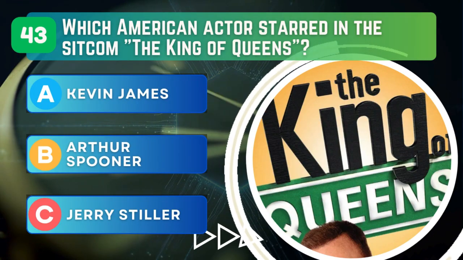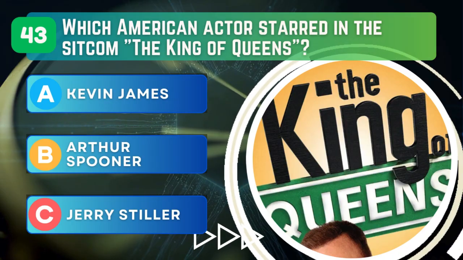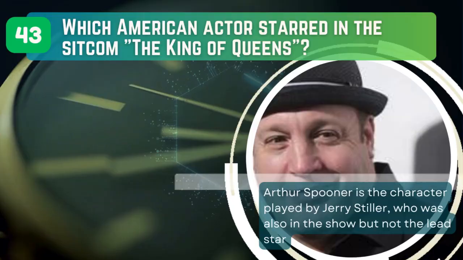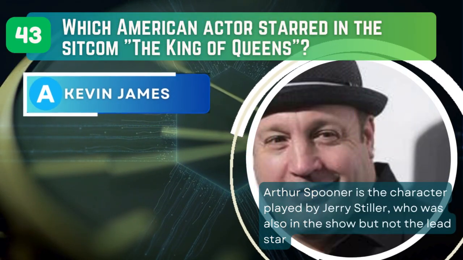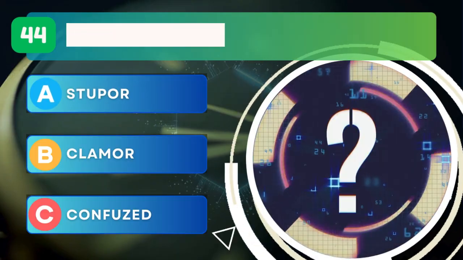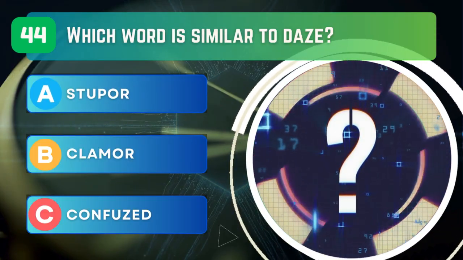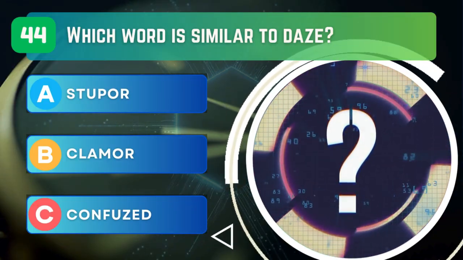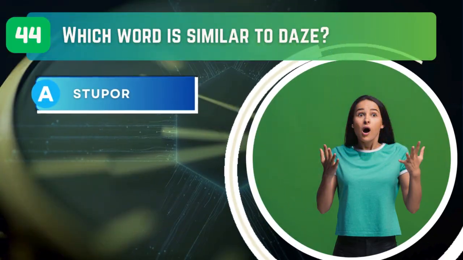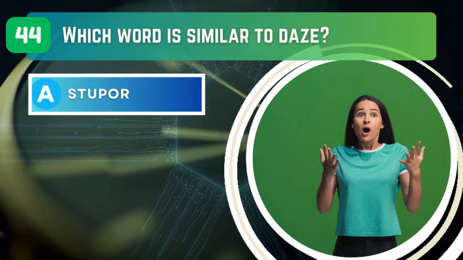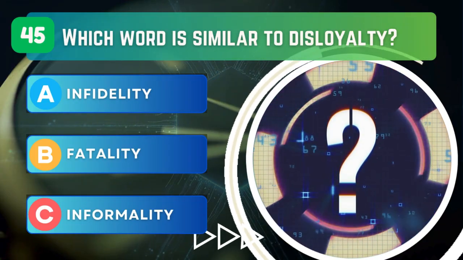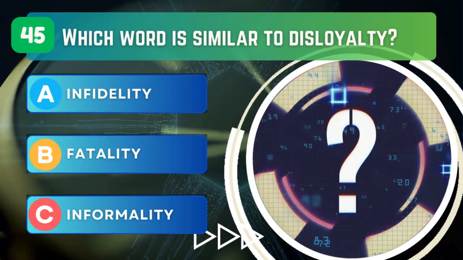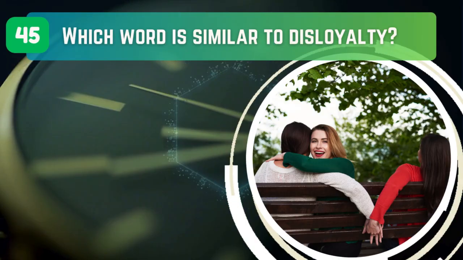Which American actor starred in the sitcom The King of Queens? Kevin James. Which word is similar to dazed? Stupor. Which word is similar to disloyalty? Infidelity.